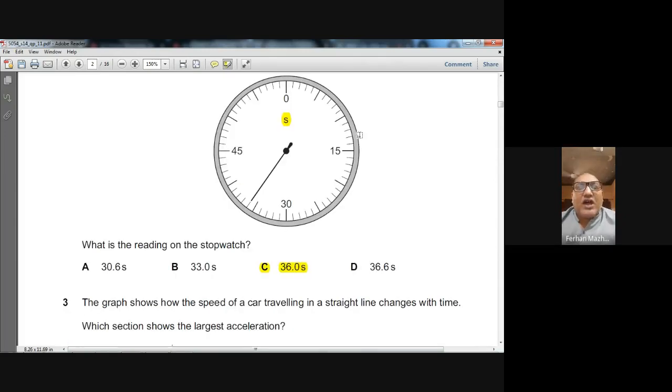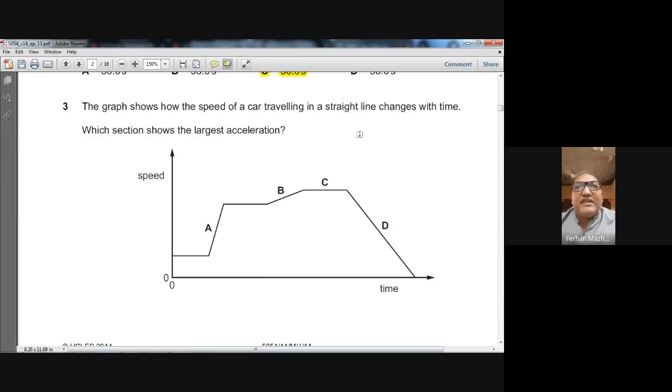The graph shows how the speed of a car traveling in a straight line changes with time. Which section shows the largest acceleration? You see, it's a speed-time graph, and the largest acceleration will be where the gradient of the graph is largest, where the graph is steepest. Looking at these lines, you see this line has the greatest or steepest gradient. So question number 3, A is the choice.